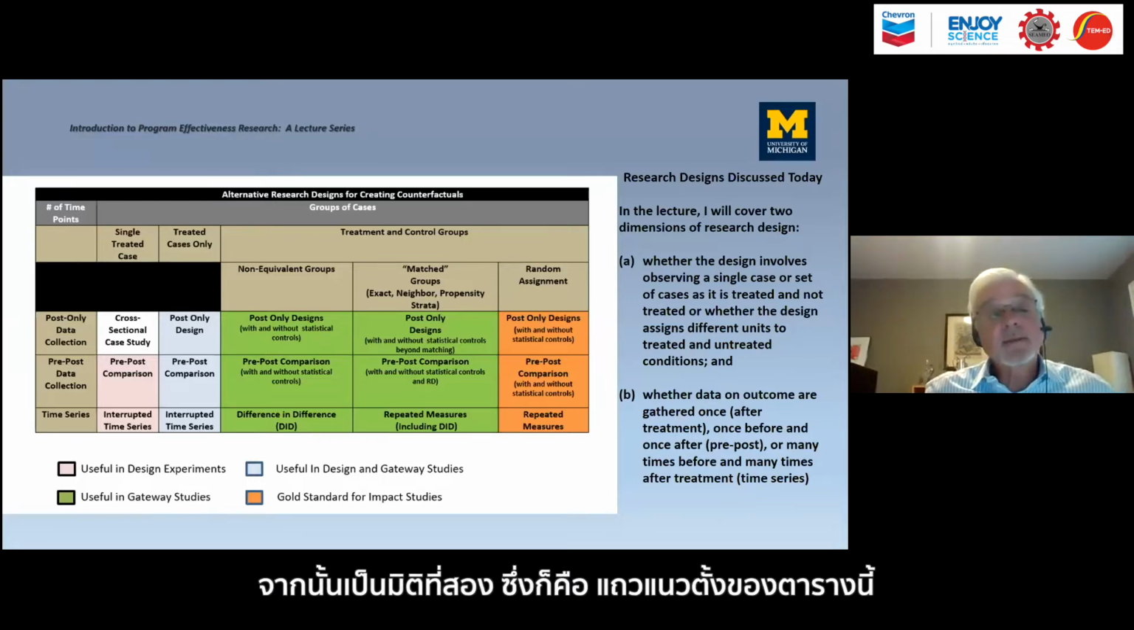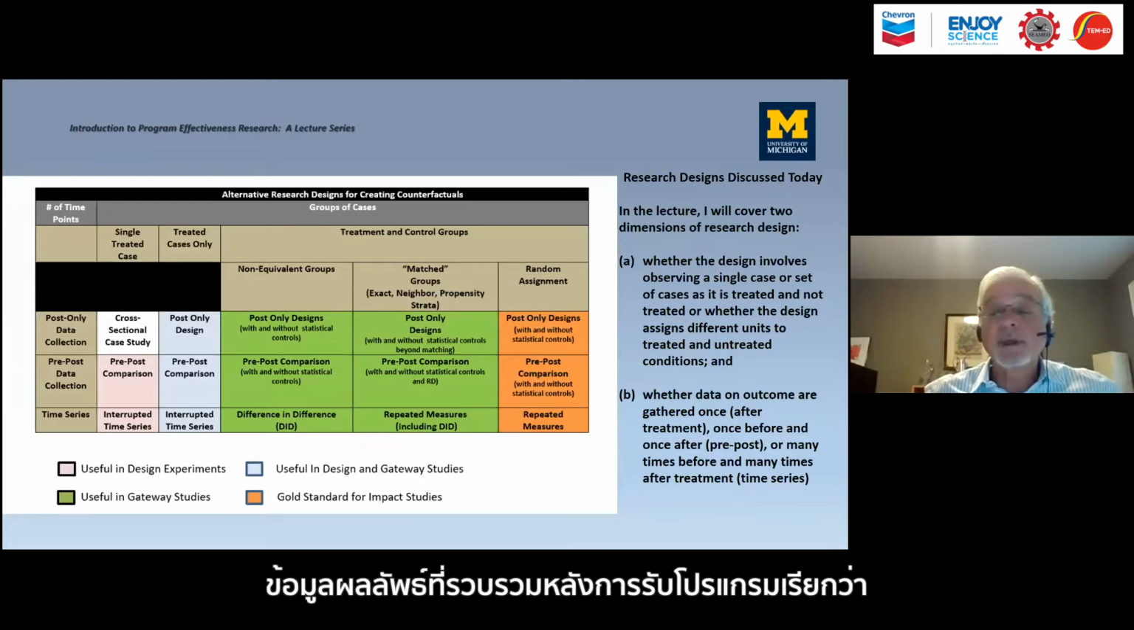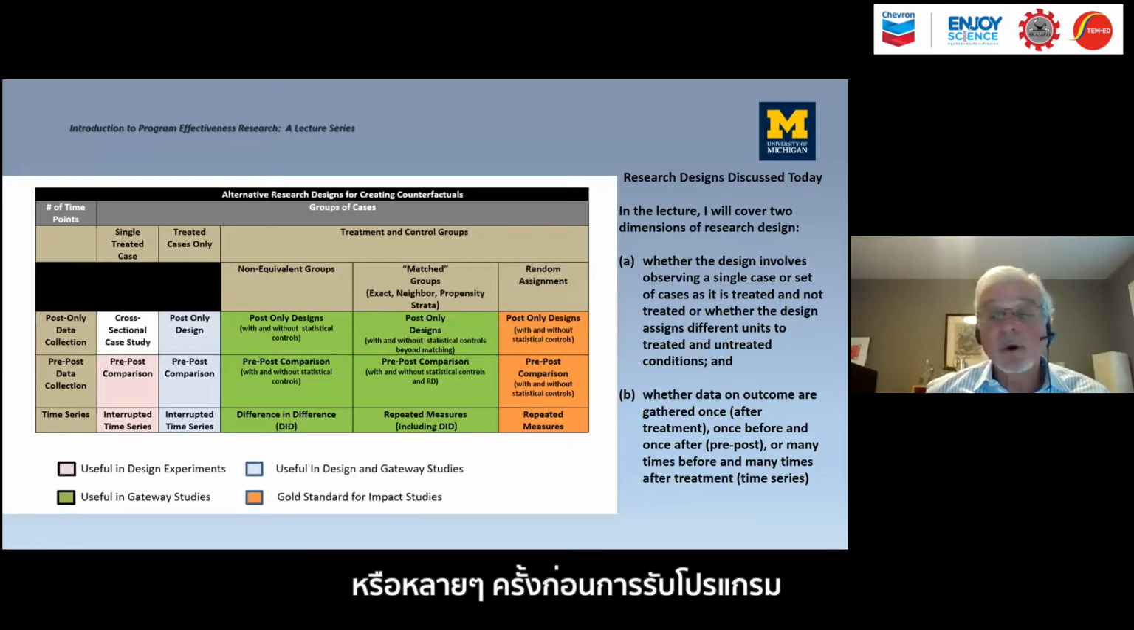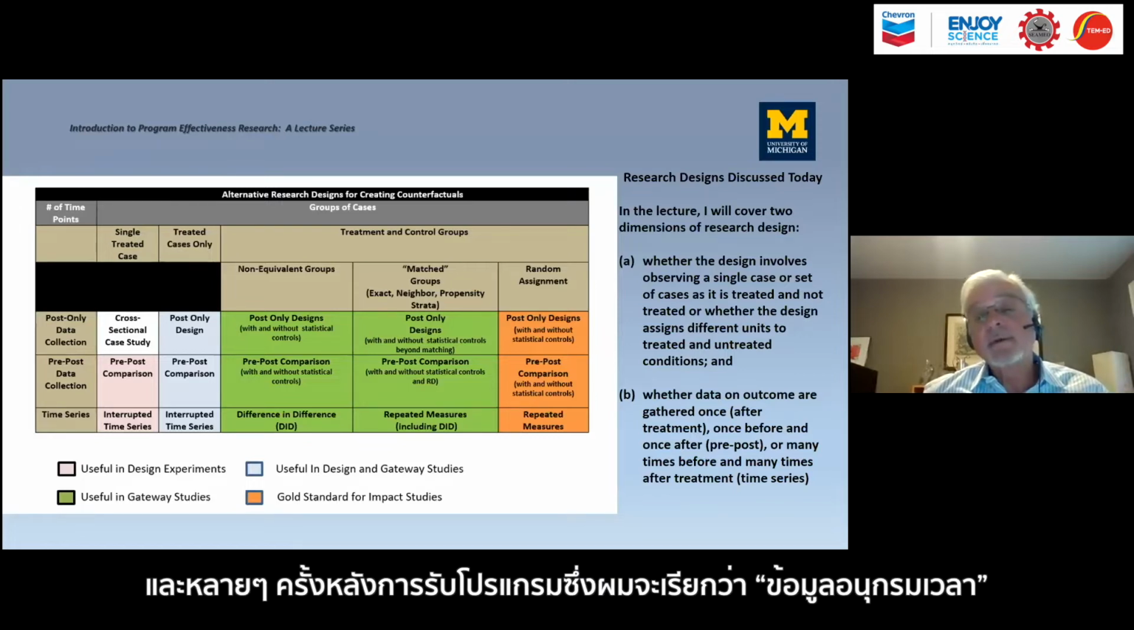And then the second dimension, which are the columns of this table, is whether the data on the outcomes are gathered once after treatment, the post-only data collection, once before and after treatment, the pre-post design, or many times before and many times after, which I'm going to call time series data.